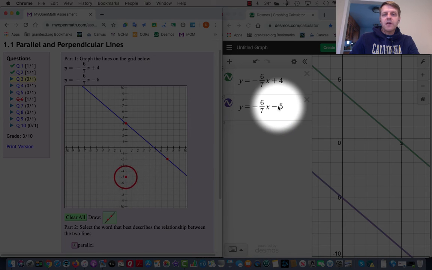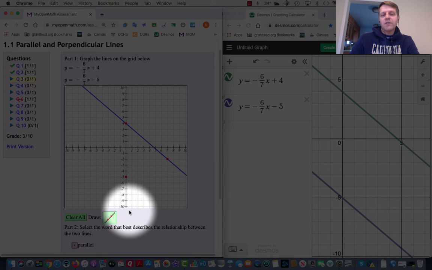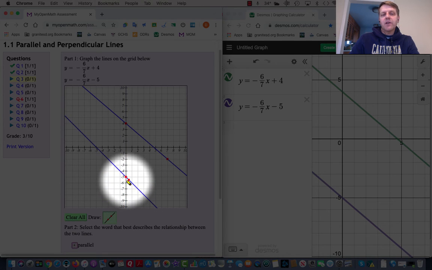This one starts at -5, and it also goes down 6 over 7. 1, 2, 3, 4, 5. Uh-oh. So we're going to go off the screen here, and so that's going to make that a little harder. So the way to solve that is actually to go the other way.